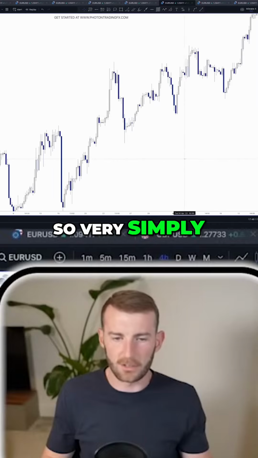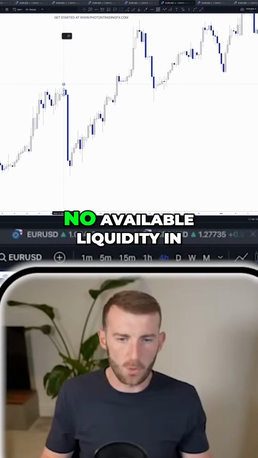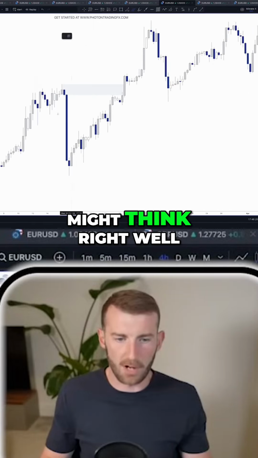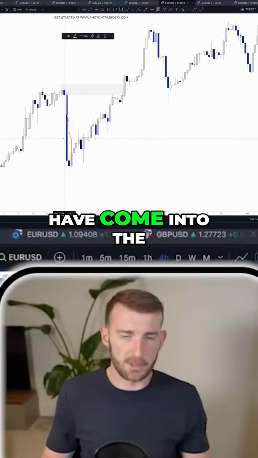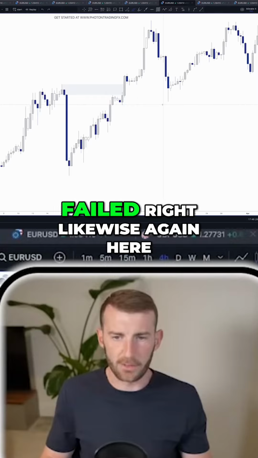So very simply, zones that have no inducement is basically a fancy way of saying there's no available liquidity in front of the zone, right? If you were to look at the zone initially, you might think, well, it just led to a break of structure. A big amount of supply must have come into the market there, with tons of momentum. It looks super clean. So why has it failed?